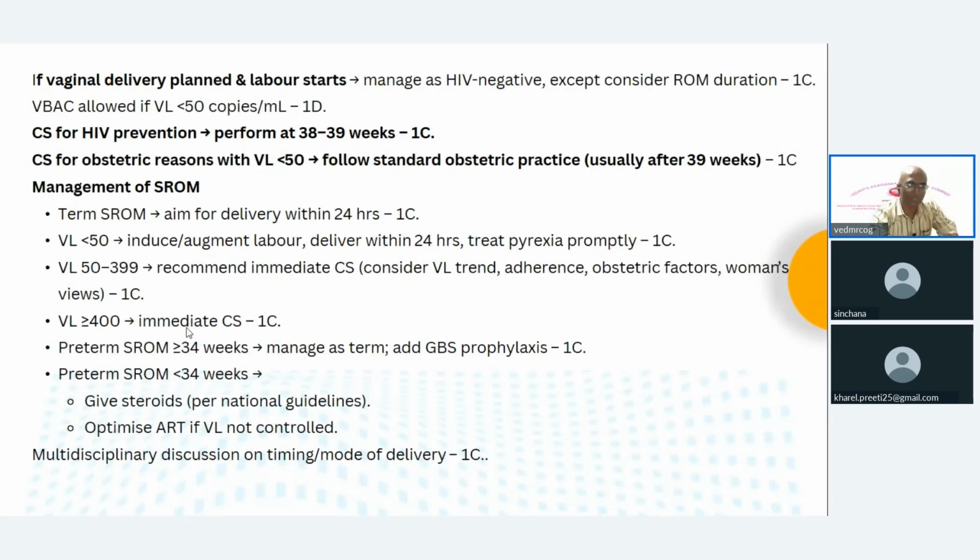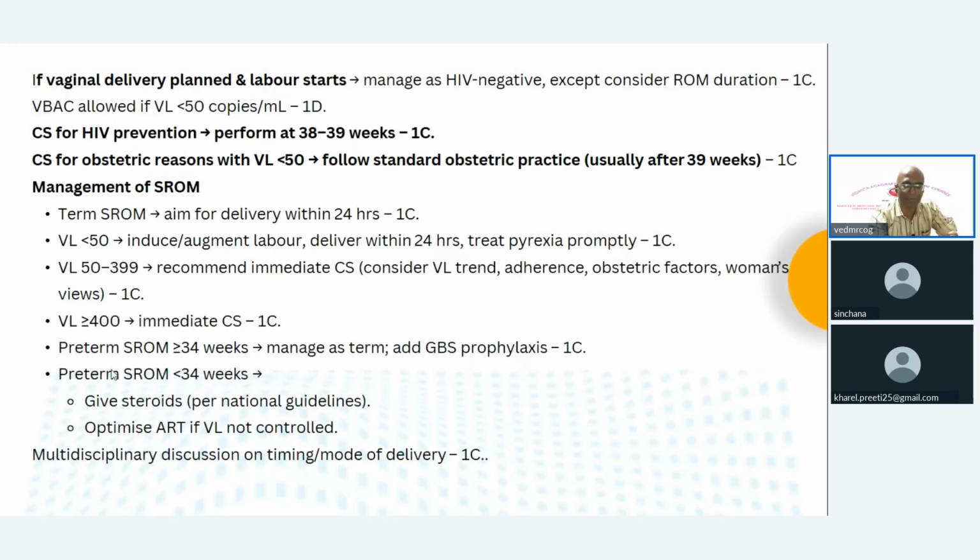Now, if it is a preterm SROM, but more than 34 weeks of gestation, then manage this as a term SROM, but add GBS prophylaxis. Okay. So if it is a SROM after 34 weeks of gestation, then you will go for induction or augmentation of the labor, provided the viral load is this. She will fit into this category, or she will fit depending upon the viral load. So you will carry out same as this, but you will add GBS prophylaxis.